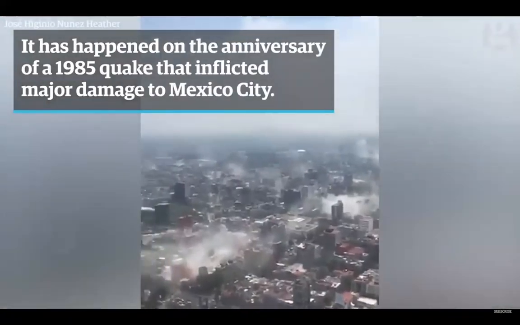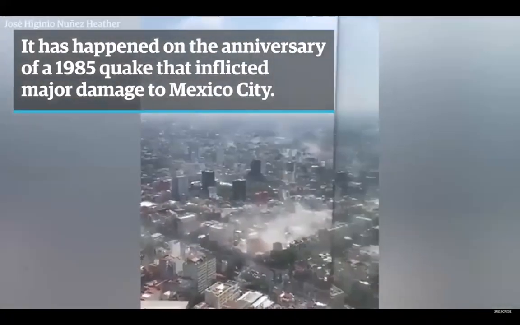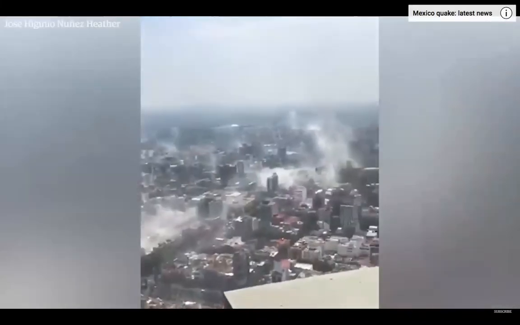Pues está muy cabrón. No. La cantidad de edificios que se cayeron. No lo puedo creer. No, impresionante.